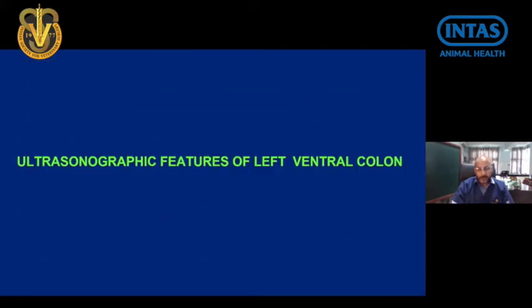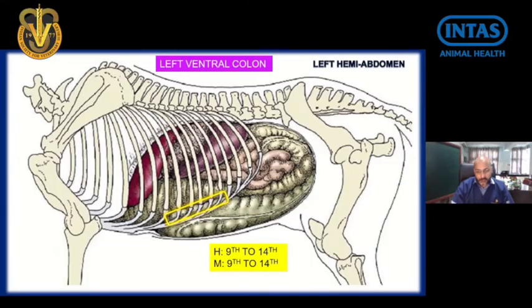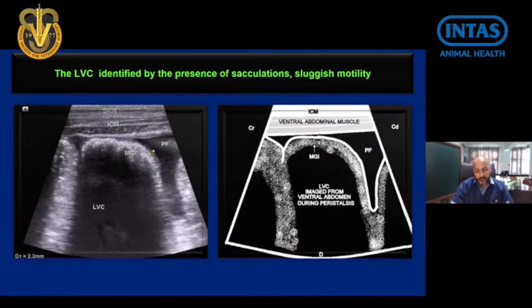Then the ventral colon. So this is the dorsal colon, left dorsal colon, and this is the left ventral colon here. So the left ventral colon will look like this. You can find this structure here, but when you look at the sonogram perfectly, you can find the image, you can find the wall, and you can measure the wall.